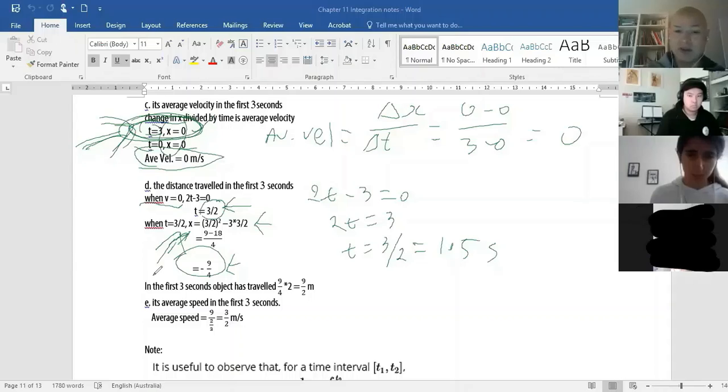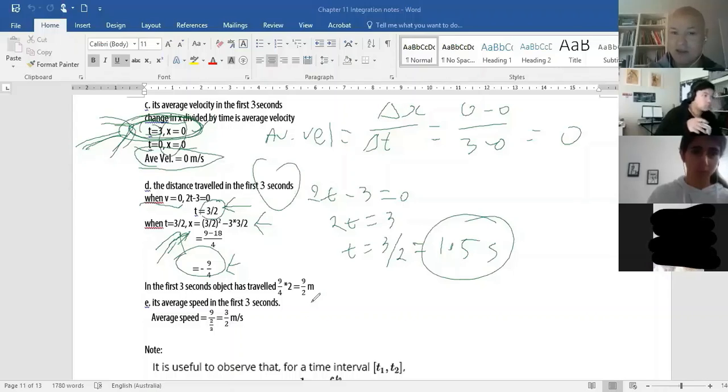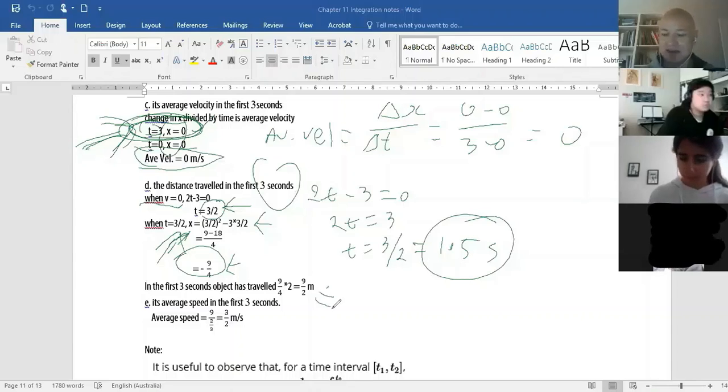Okay, so we've got to double it because that's only for the first 1.5 seconds. We need for the first 3 seconds. So we're doubling it and we get 9 divided by 2 meters. Any questions there? Remember, if this drops out, stay on there. If your internet doesn't drop out, I'll just connect back up. Okay, any questions on that one?